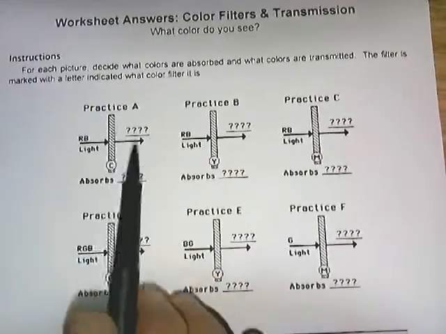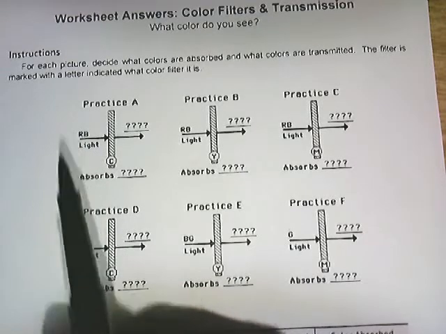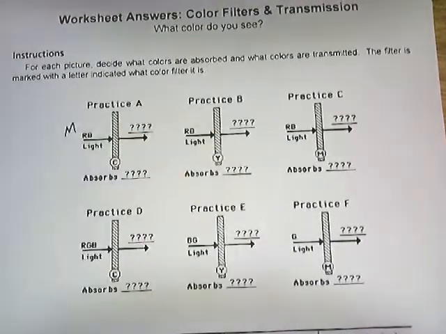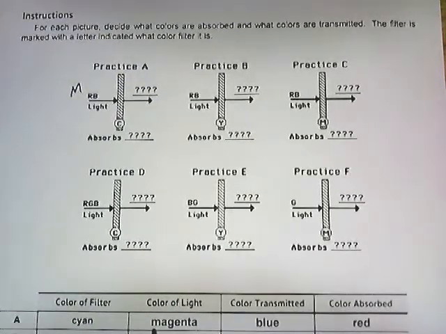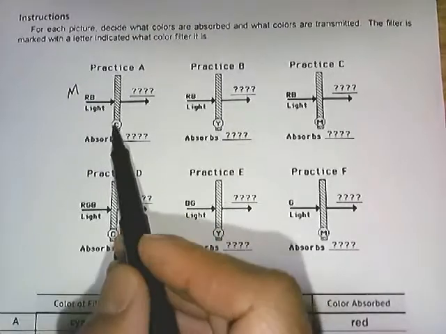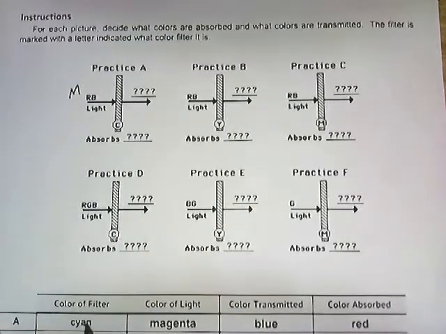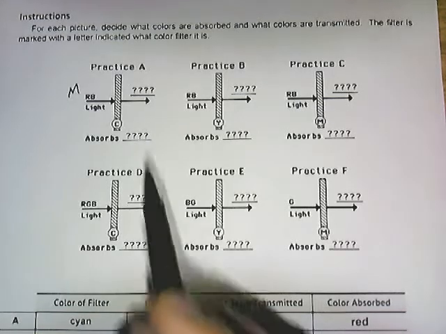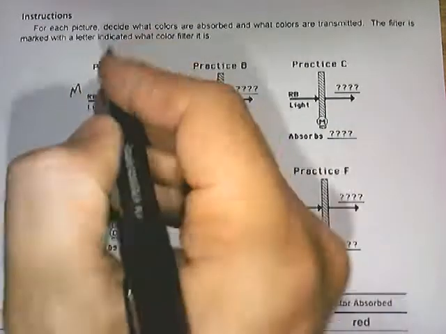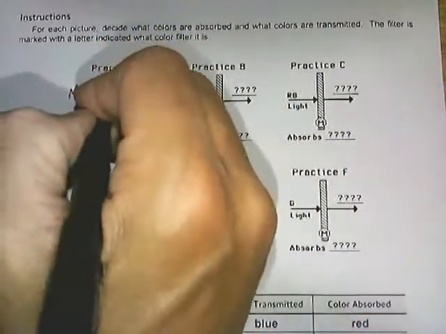Okay, letter A. Practice A. If I have red and blue here, you should be able to see this is magenta. So the color of the light, down at the bottom, the color of the light itself is magenta. The color of the filter is provided here as cyan. So if you can follow this down here. Cyan, I've got magenta light. Well, let's see. I know that cyan is composed of blue and green, and I know that for magenta, I've got red and blue coming in.